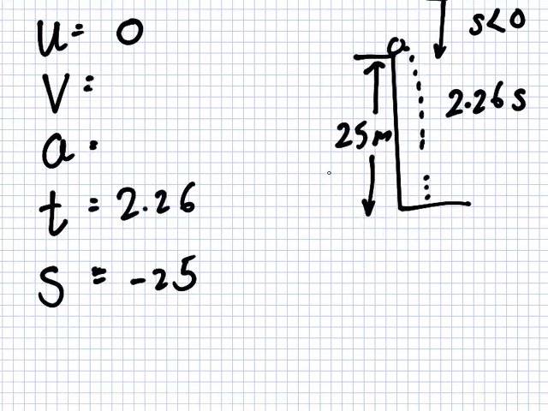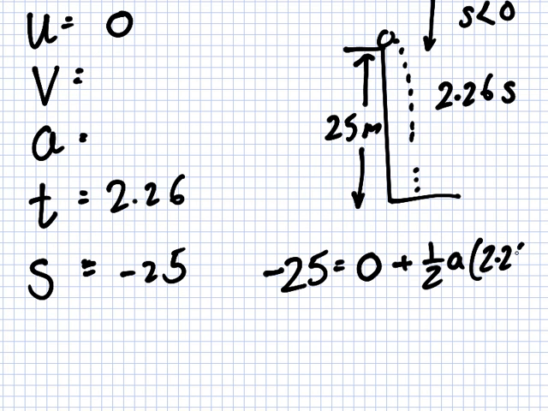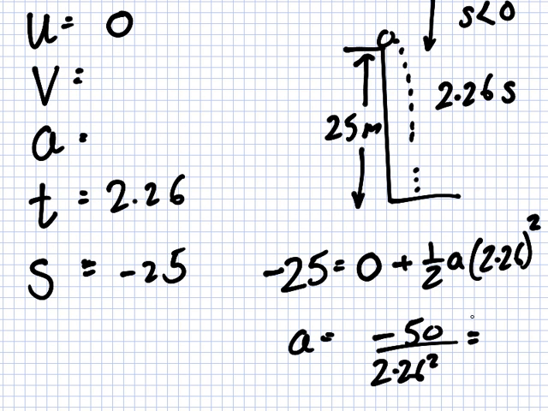Okay. So, first I want the a. What formula can I use here? s equals ut plus a half a t squared. So this looks like a will be minus 50 over 2.26 squared. What's that, 9.8? Over 2.26 squared. The 50 came from me multiplying 25 by 2.